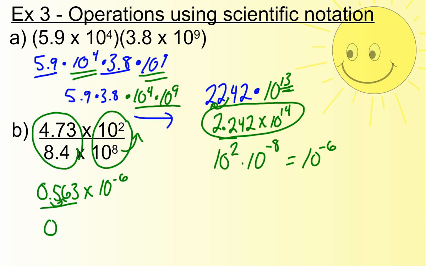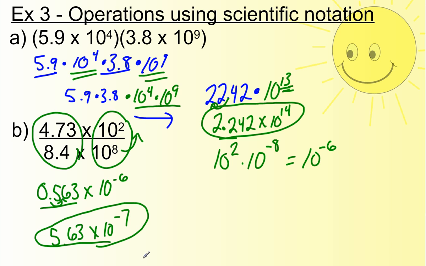So this becomes 5.63 times 10 to the -7th. It's -7th because this number is small, and I had to move it one more place. So we come to the -7th.